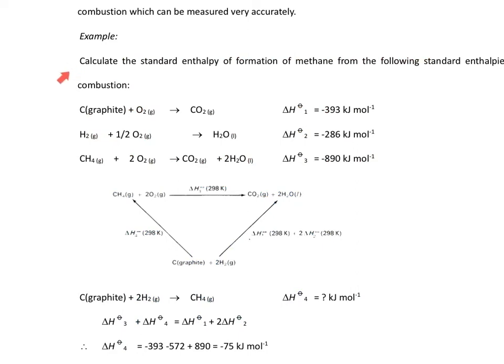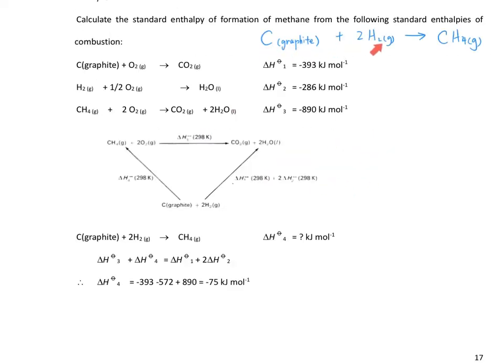Here's an example in the notes. We need to calculate the enthalpy change of formation of methane by using the enthalpy of combustion provided in the question here. And this is the chemical equation for the heat of formation of methane. As we know, graphite and hydrogen cannot undergo a reaction to form methane in the standard condition.